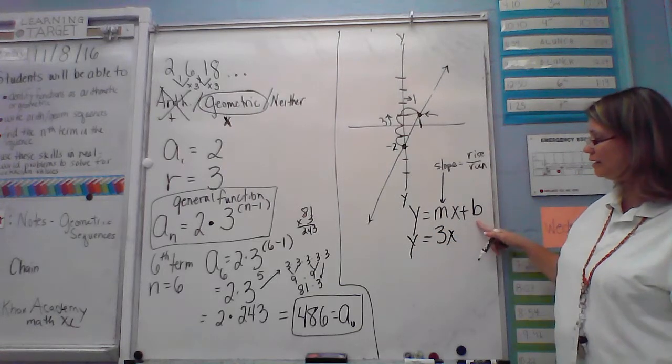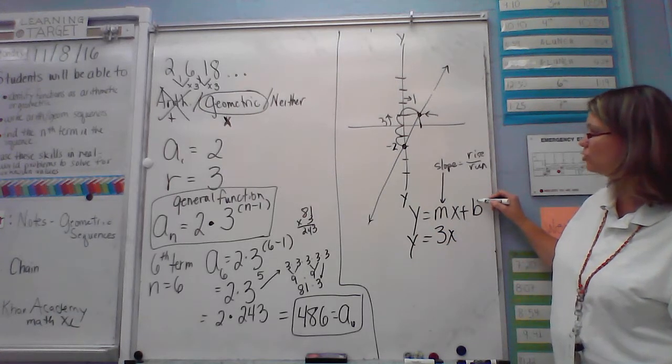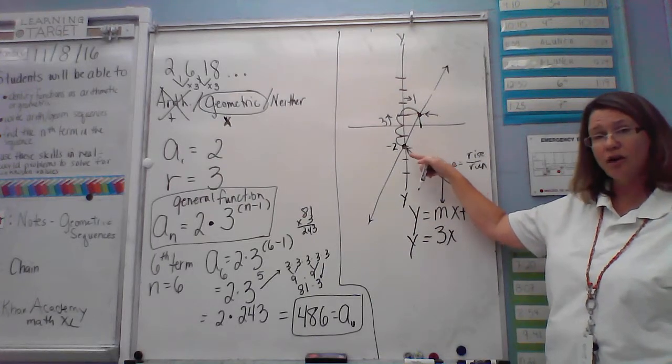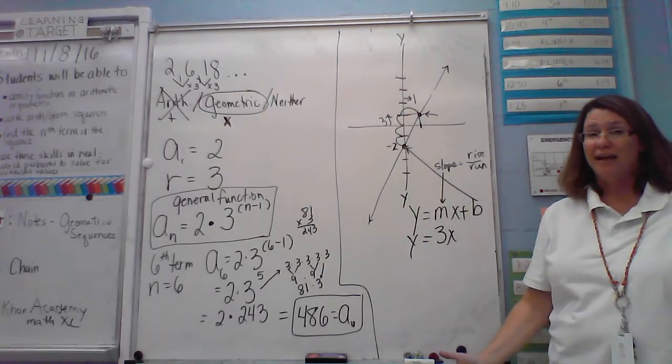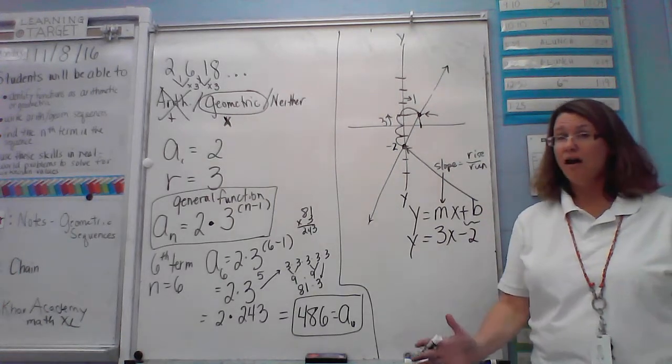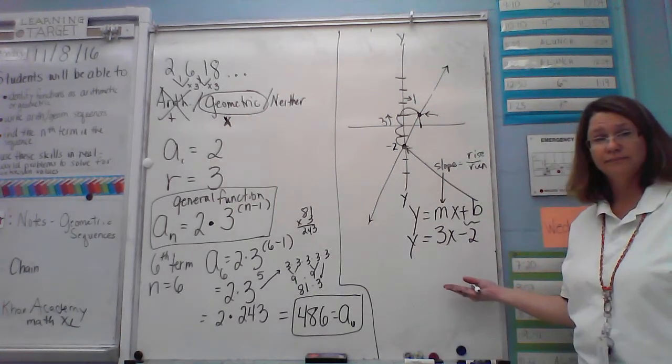Now, do you see this letter b? This letter b is called your y-intercept. That's the point where your line is crossing. Isn't your line crossing at a -2? We're just going to turn this point into a -2, and ta-da, you have yourself a function.